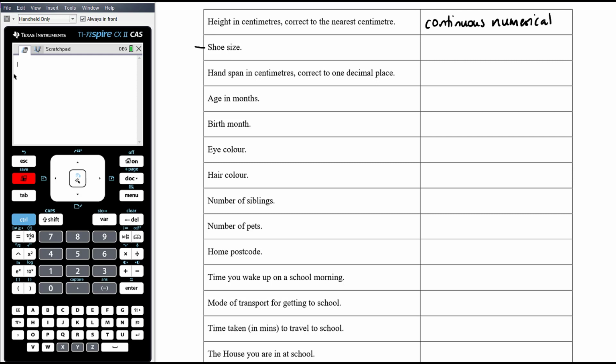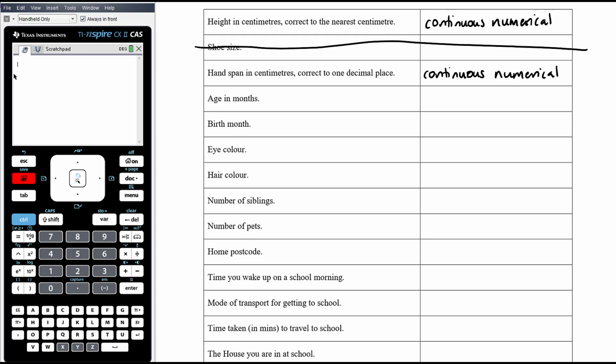Shoe size, I'm going to cross that one out because I think there's a lot of ambiguity there, particularly depending on, as I said, European shoe sizes might be arguably more like a measurement, whereas with US and Australian shoe sizes, it is more arbitrary: people who have feet between this length and this length are a 9. Hand span in centimetres, correct to 1 decimal place. We're measuring to 1 decimal place here, but it's still going to be a continuous numerical variable, exactly the same as the height in centimetres.